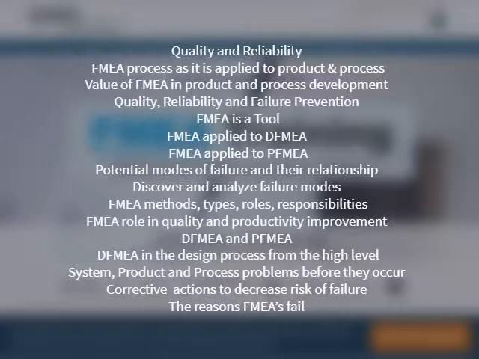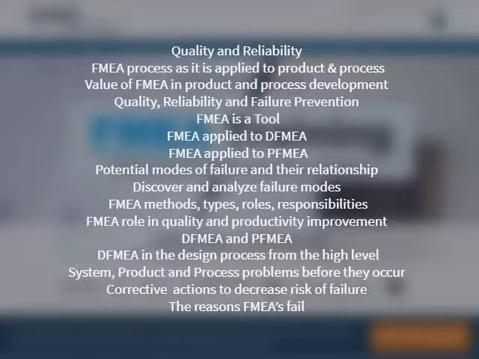FMEA is a tool. FMEA when it is applied to interaction of subsystems and parts or system failure mode and effects analysis, SFMEA. FMEA applied to a product or design failure mode and effects analysis, DFMEA. FMEA applied to a process failure mode and effects analysis, PFMEA.